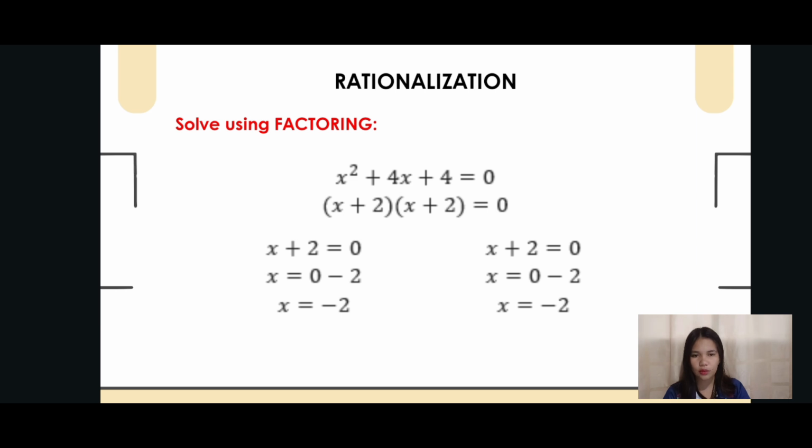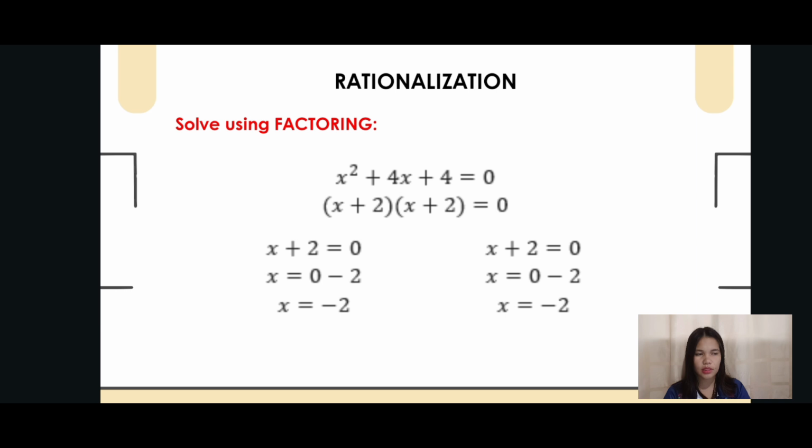So next thing to do is to factor, or let's equate the factors to 0. So we are going to separate the two factors and equate them to 0. So x plus 2 is equal to 0. We have to transfer positive 2 to the other side, and it will become negative 2. So we have x is equal to 0 minus 2. x is equal to negative 2.